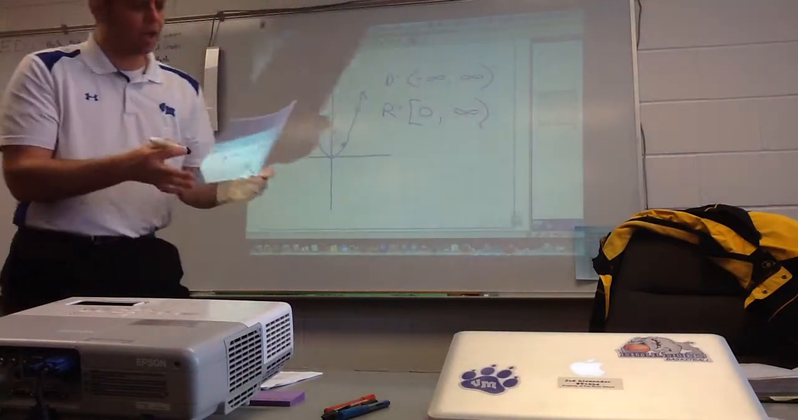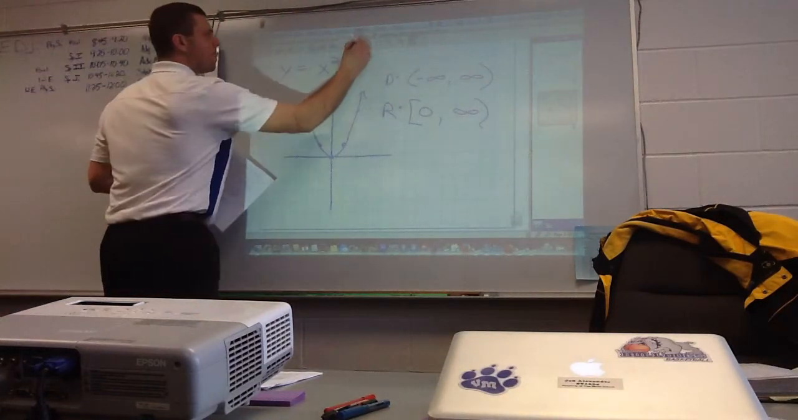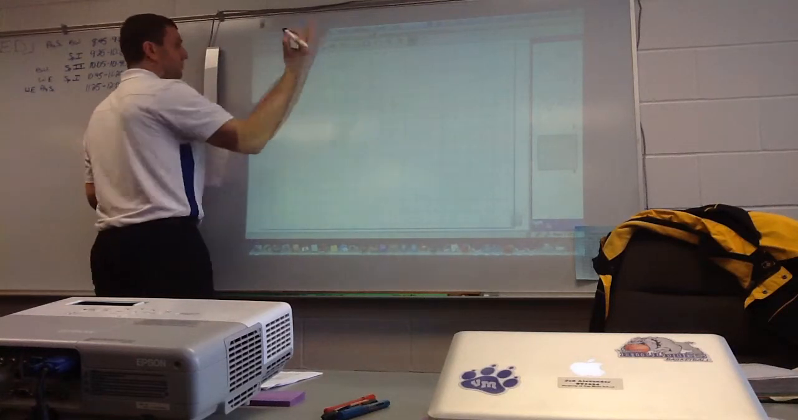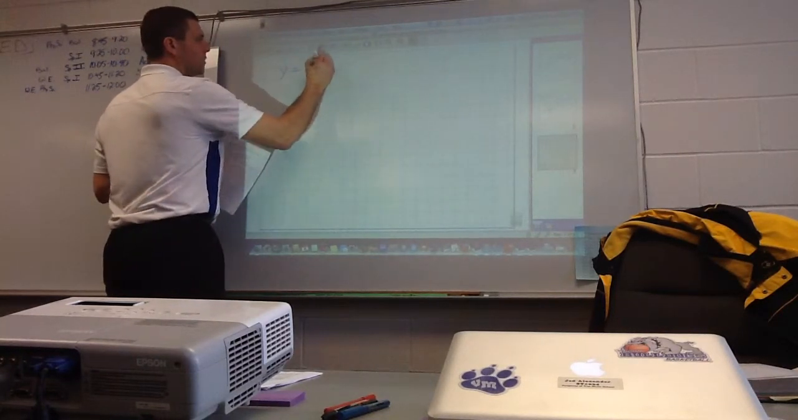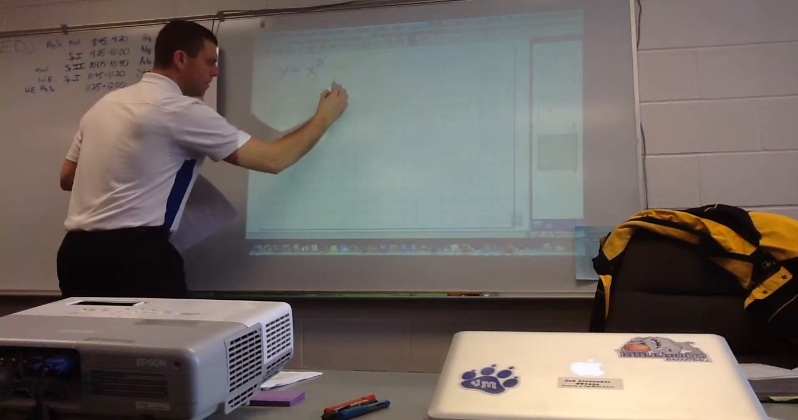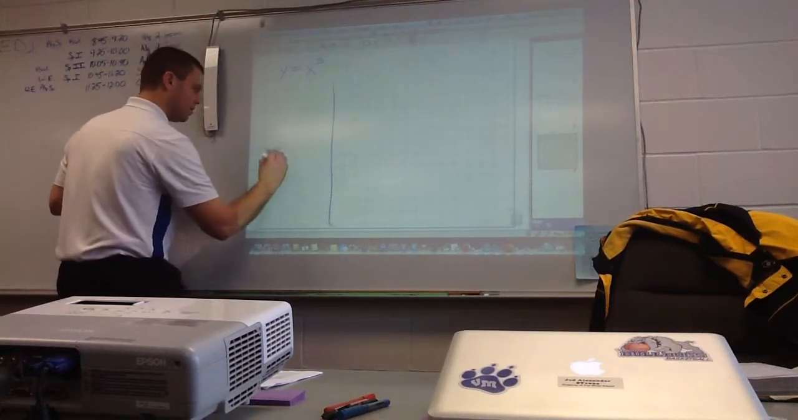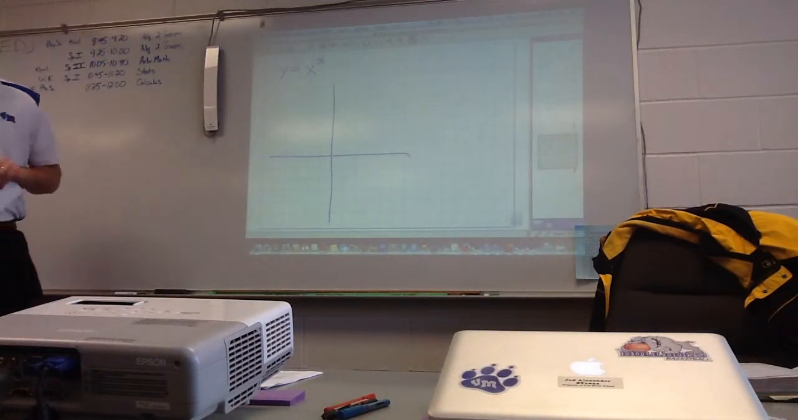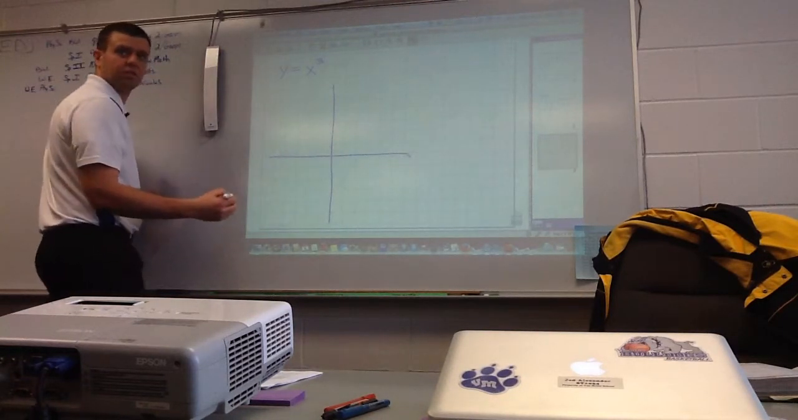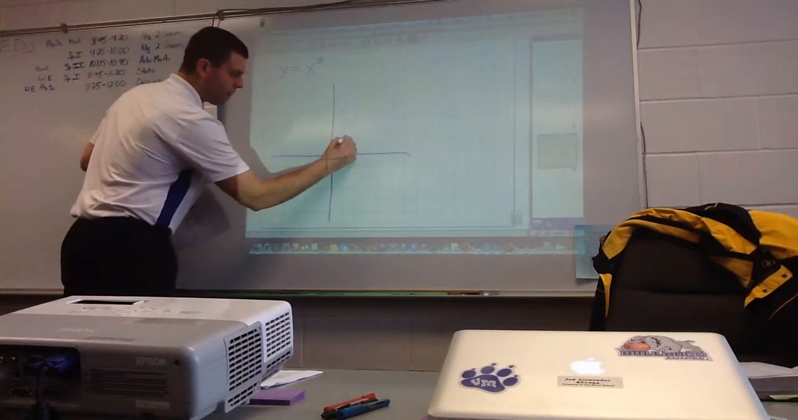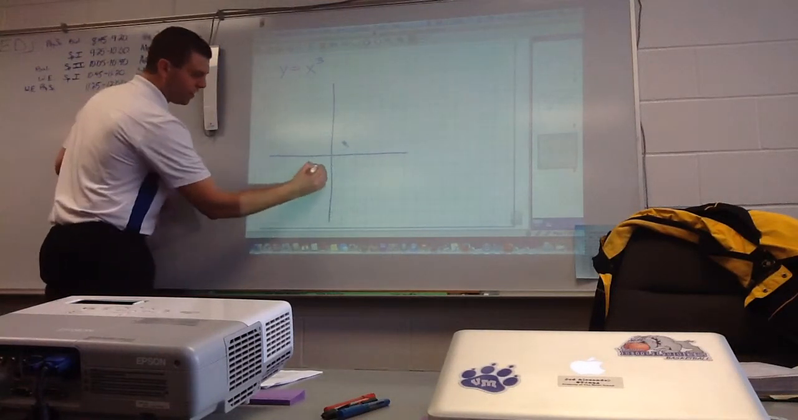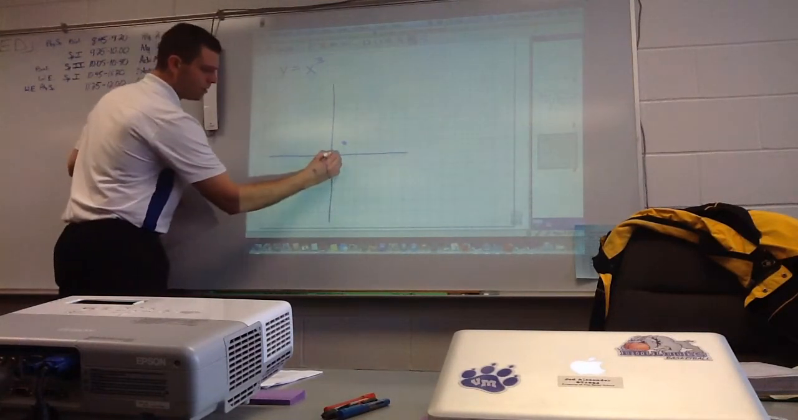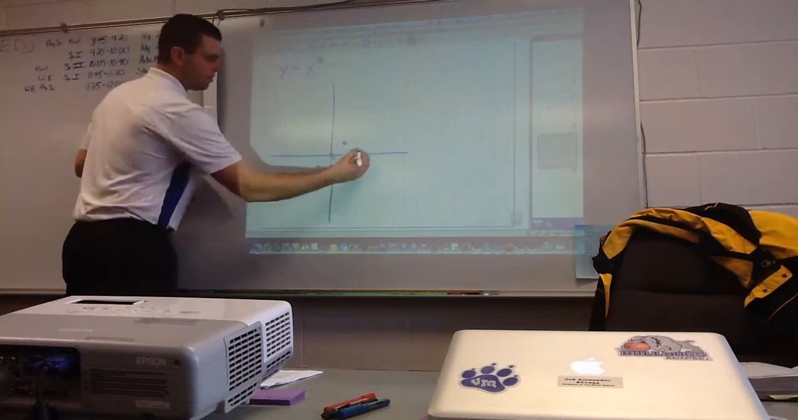Okay. Next one, cubic. So that will be y equals x to the third, or x cubed. Give me some specific points. Just give me the easy ones. 1, 1. Negative 1, negative 1. 0, 0. 2, 8.